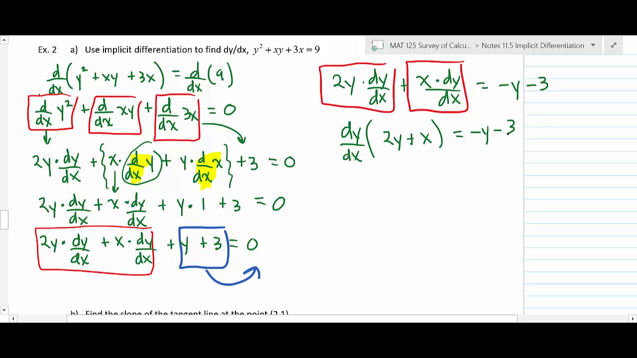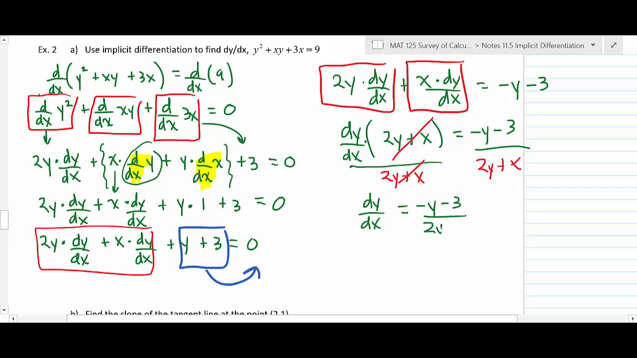You need to divide by what you're trying to get rid of, right? You're trying to get dy over dx by itself. It's multiplied by something. So what you want to do now is just divide both sides by 2y plus x over 2y plus x. So that would give dy over dx is equal to negative y minus 3 over 2y plus x. Cancel out the y's? Nope, we're done, because we're trying to find what dy over dx is.